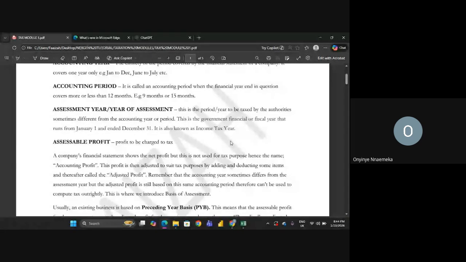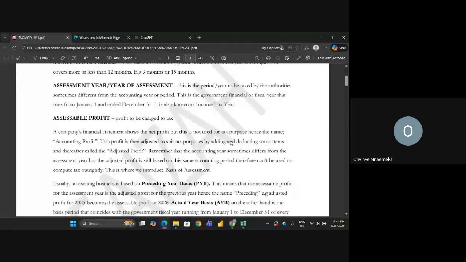So now, why are we having these definitions? It's just to let us know that accounting profit, that we know as net profit or profit for the year, differs from the assessable profit. Like I said, assessable profit is the profit that we are charging to tax, right? But this profit differs from accounting profit. Why? There are some expenses that are allowable under accounting, the normal financial statement, but in the tax realm, these expenses are not allowable. So in the process, you adjust your accounting profit. That's why after adjusting, what you get is an adjusted profit.